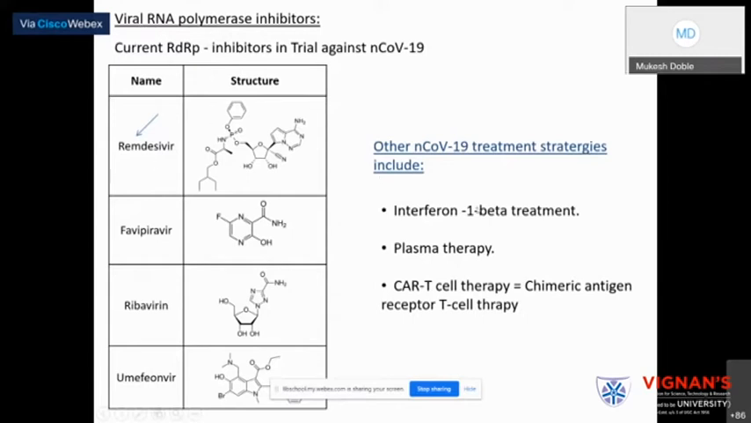Of course, there are other treatments that are not part of drug discovery, like plasma therapy. The previous speaker must have spoken about interferon beta treatment and cell therapy; these are not drug design approaches, but my focus is more on drug design. When we talk of drug design, it is more of a small molecule which inhibits or stops the action of some proteins or enzymes. So these antiviral drugs have RNA polymerase inhibiting activity, and many of them are known to have that type of activity.